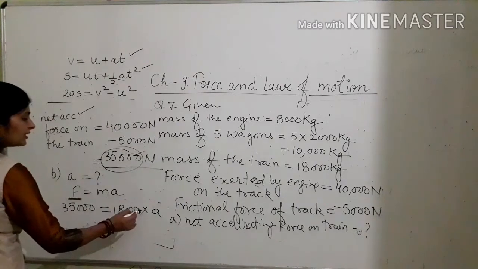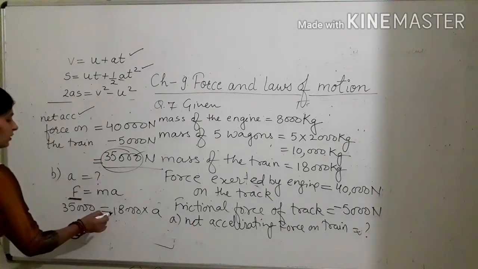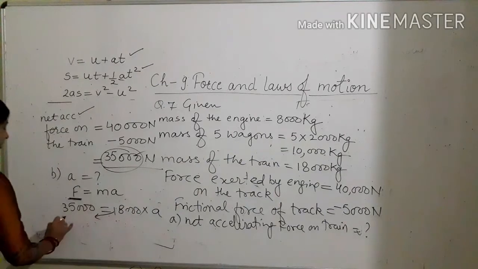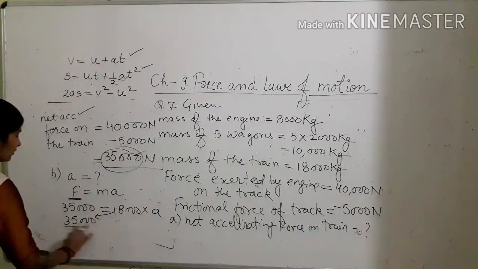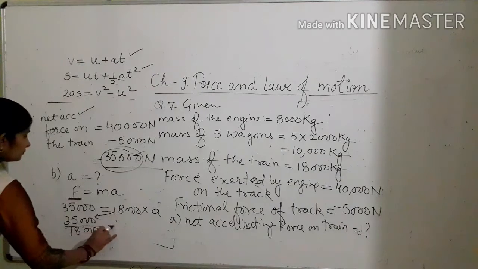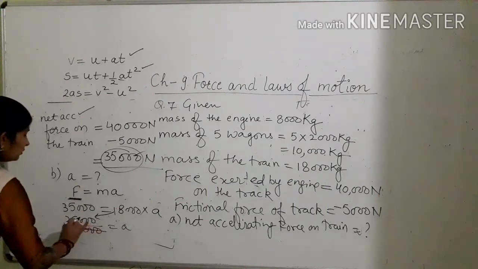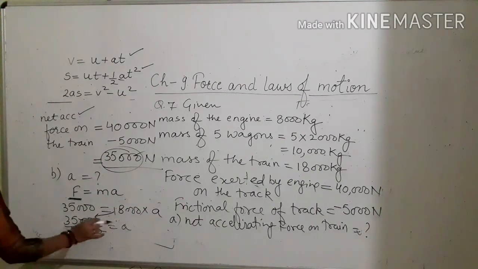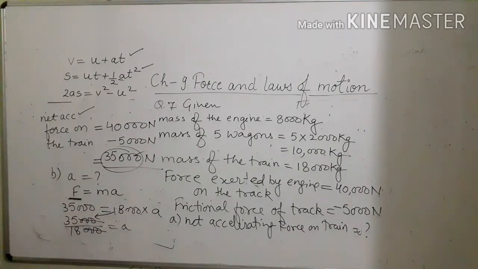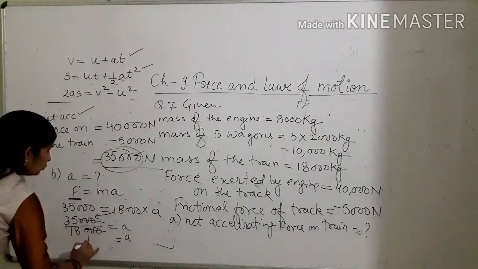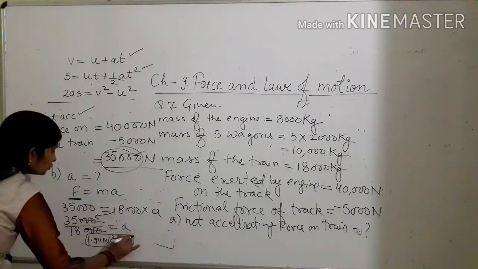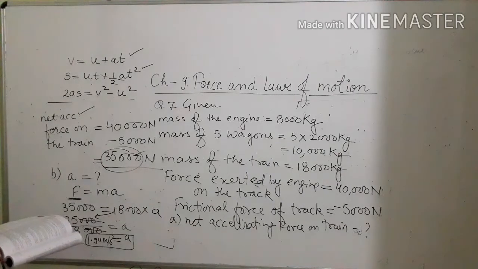Here 18,000 is getting multiplied by a. When we transfer it from the right side to the left side, it will divide 35,000. We will cut these triple zeros, then we have 35 upon 18. Now divide 35 by 18. We get acceleration is equal to 1.94 meter per second square. So what is the acceleration of the train? 1.94 meter per second square.